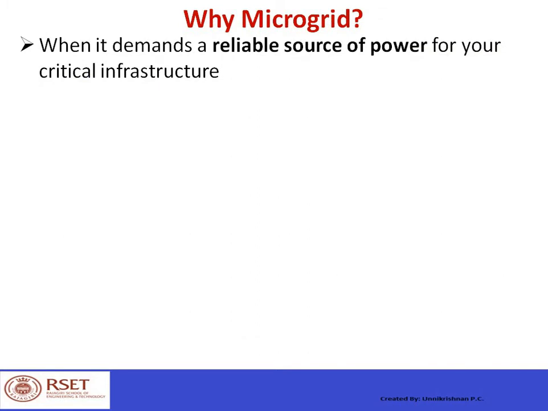Why we should go for microgrids? When it demands a reliable source of power for your critical infrastructure. When you have a critical infrastructure where a power disruption cannot be allowed, then you should have an uninterruptible power supply system, or a microgrid. This microgrid may be connected with the grid or not. It should ensure uninterruptible power all the time, 24/7.